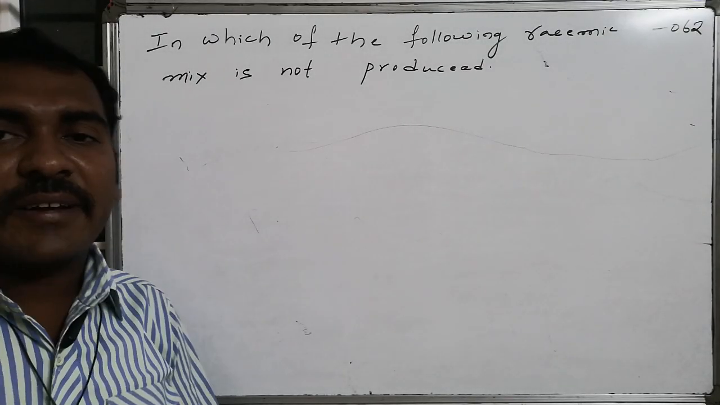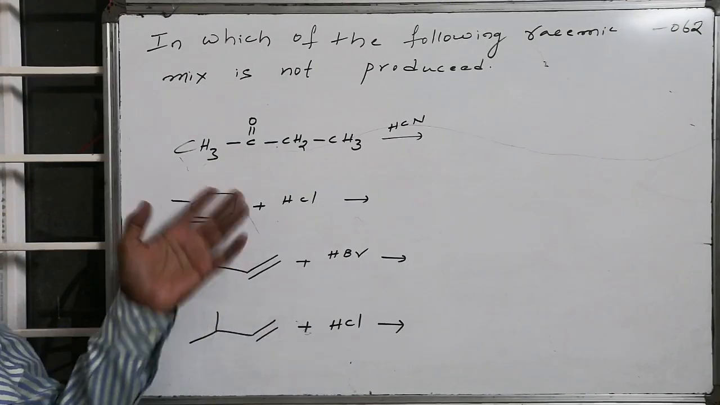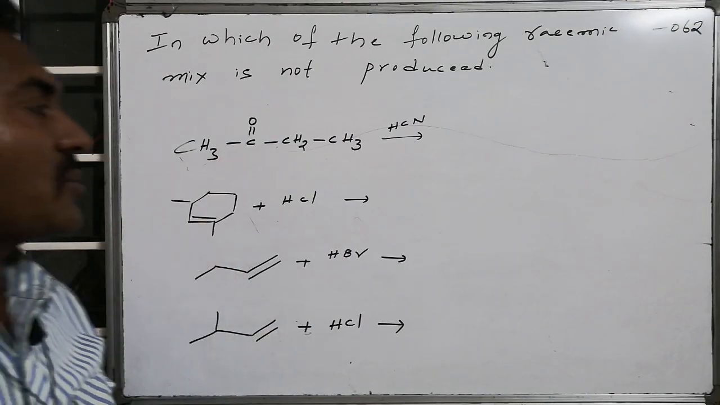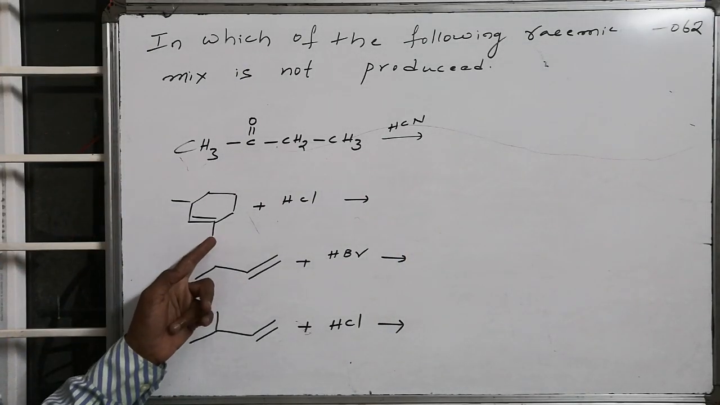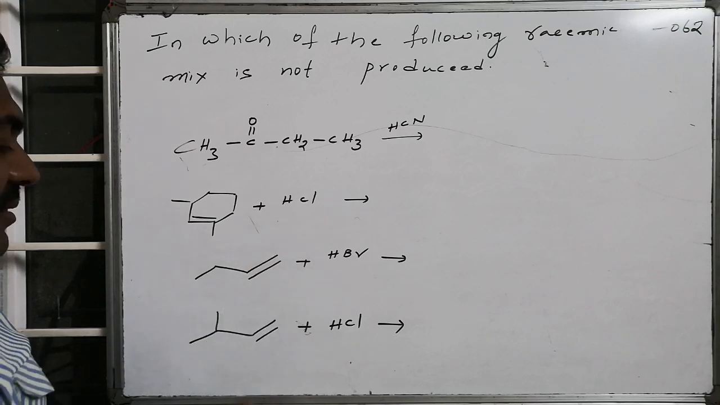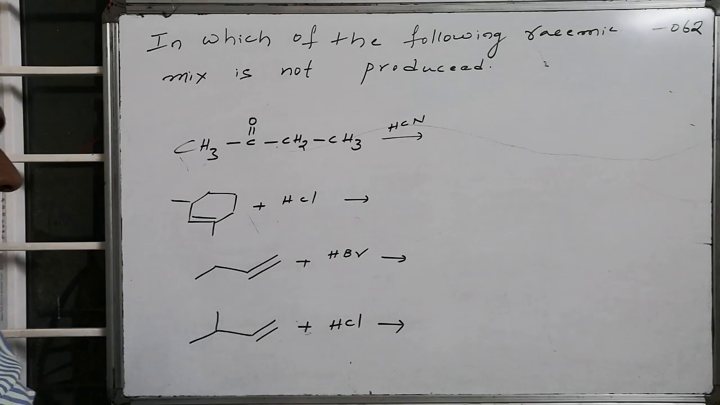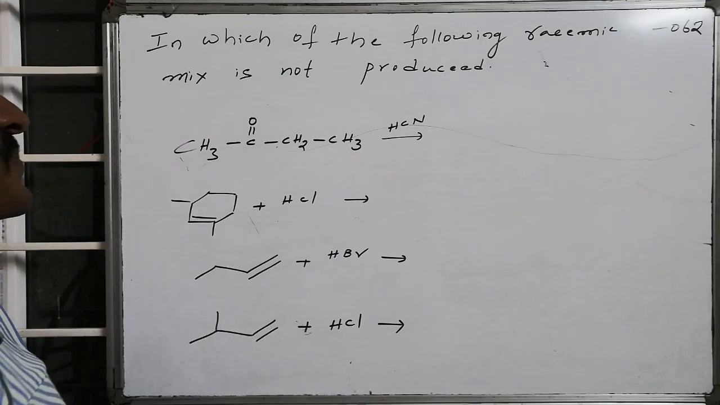In which of the following is a racemic mixture not produced? The reactions given are: butanone reacting with hydrogen cyanide; cyclohexene with two methyl groups in the ring system reacting with HCl; 1-butene reacting with HBr; followed by 3-methyl-1-butene reacting with HCl.